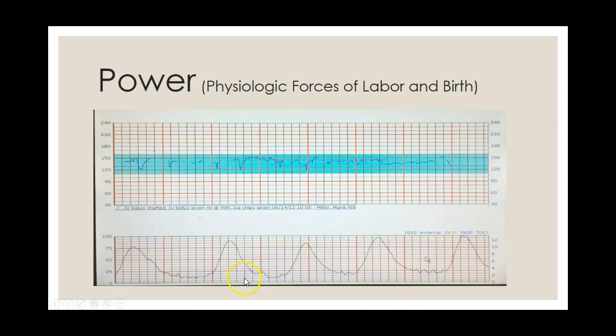So here is the intensity of your contraction. It goes from the peak to the resting tone. So that is your intensity. Now, if mom has a monitor called an IUPC, or an intrauterine pressure catheter, then we will actually measure the pressure in millimeters of mercury. And that goes all the way from 0 up to 100.